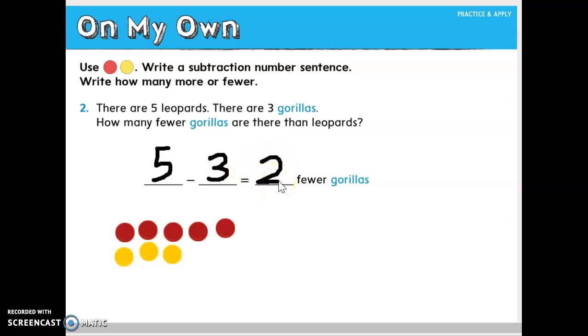How many fewer gorillas are there than leopards? There are 2 fewer gorillas, because we can actually see it match up there. Those 2 don't match up with a gorilla.